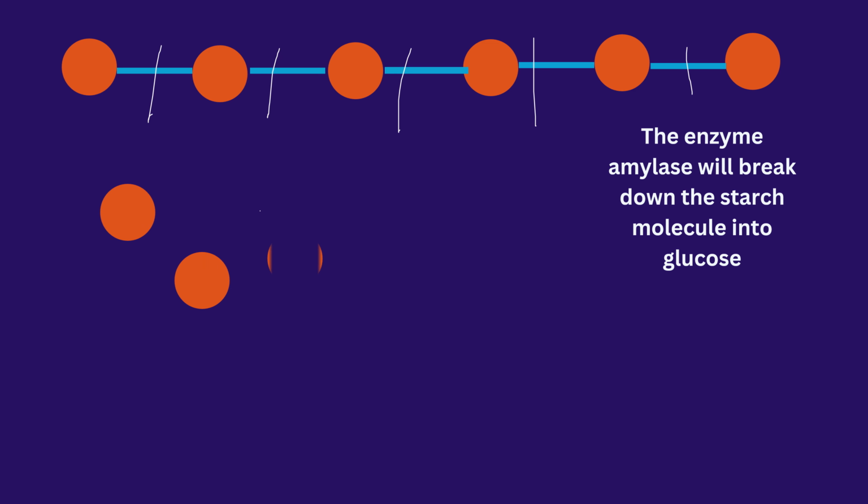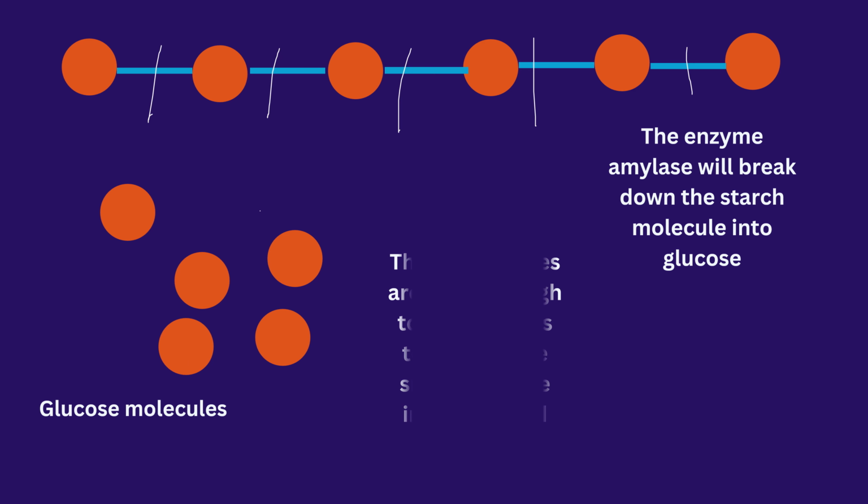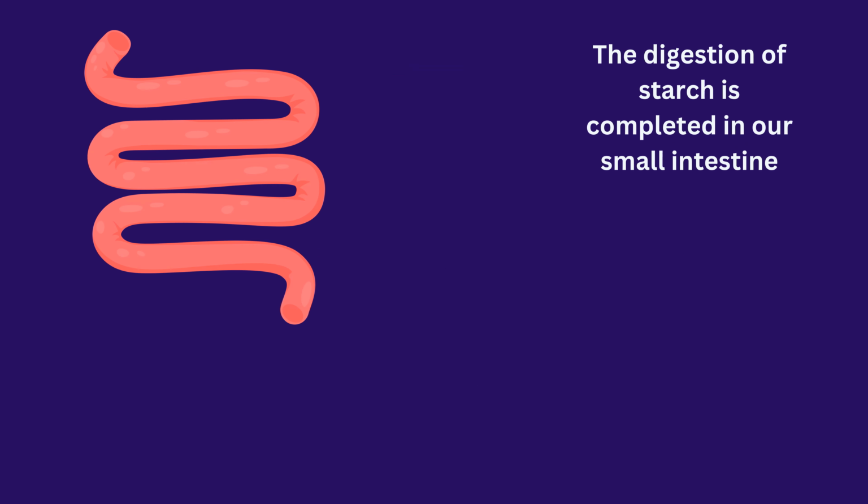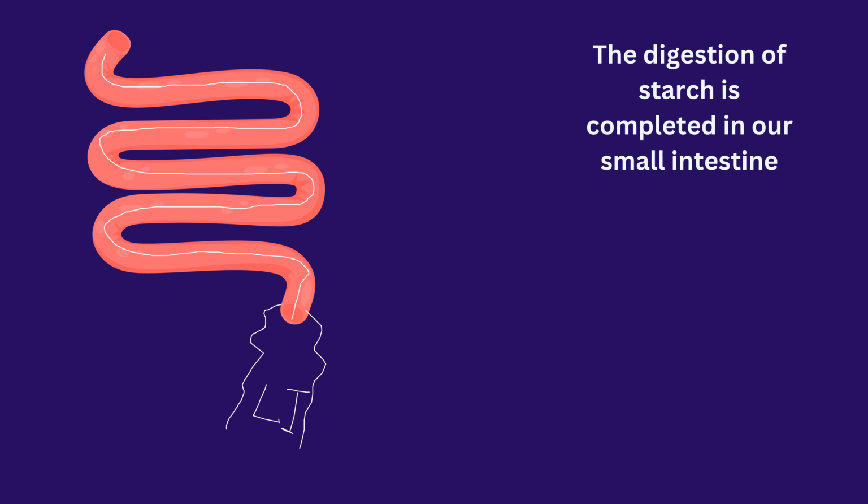All right, these molecules are now small enough to move across the wall of the small intestine to get into your blood. The digestion of starch is completed in the small intestine. After the small intestine, we have the large intestine. And the large intestine, this is where the formation of feces begins. So it means that the nutrients that you have in your small intestine need to leave the small intestine and get into the blood before they end up in the large intestine, because that would be waste.